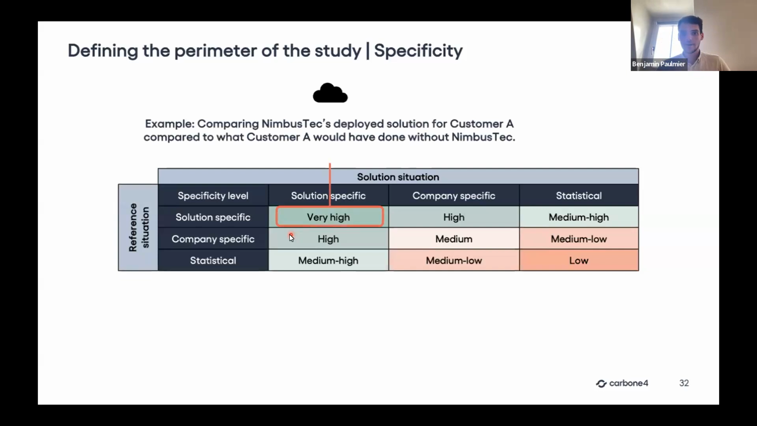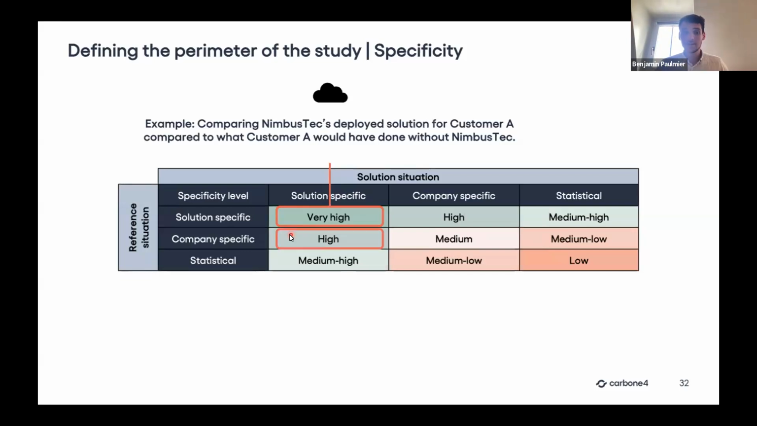So for example, with Nimbus Tech, we're going to be in the very high specificity category. We're going to be looking at a specific solution by Nimbus Tech that's deployed for a specific customer A, that we're going to name customer A for the rest of the slides. And we're going to look in the reference situation at what customer A would have done in their specific situation without Nimbus Tech, and not what the average company does whenever migrating on cloud. We're looking at this exact case.